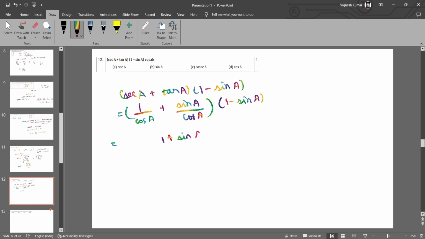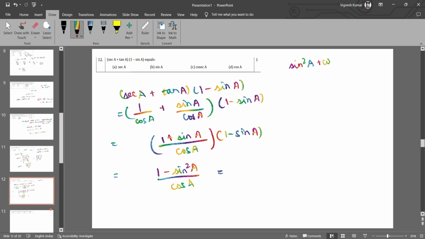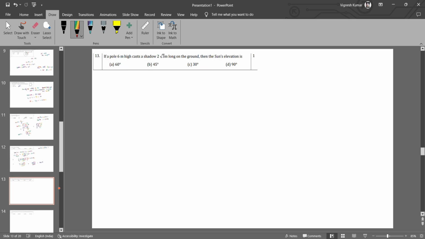So since the denominators are same, we just add as it is, 1 plus sin A whole divided by cos A into 1 minus sin A, and the numerator is in the form of A plus B into A minus B. So we write it as 1 minus sin square A divided by cos A. As we already know, sin square A plus cos square A is equal to 1, which gives us 1 minus sin square A as cos square A divided by cos A, which is nothing but cos A. So option D is the right answer for this question.